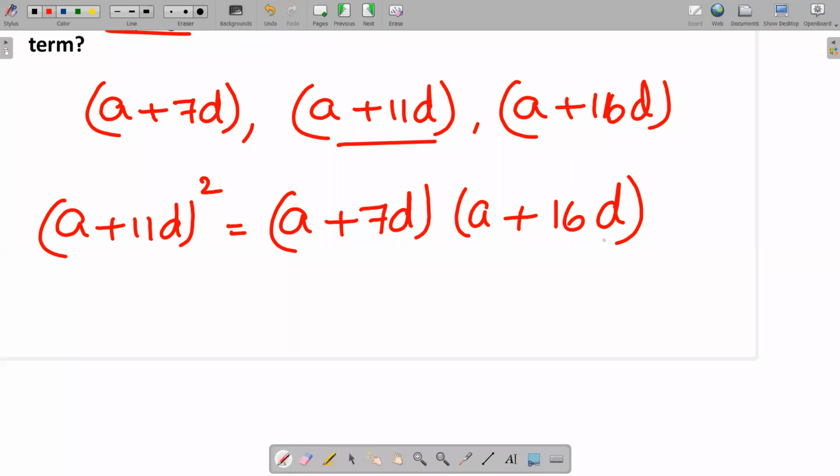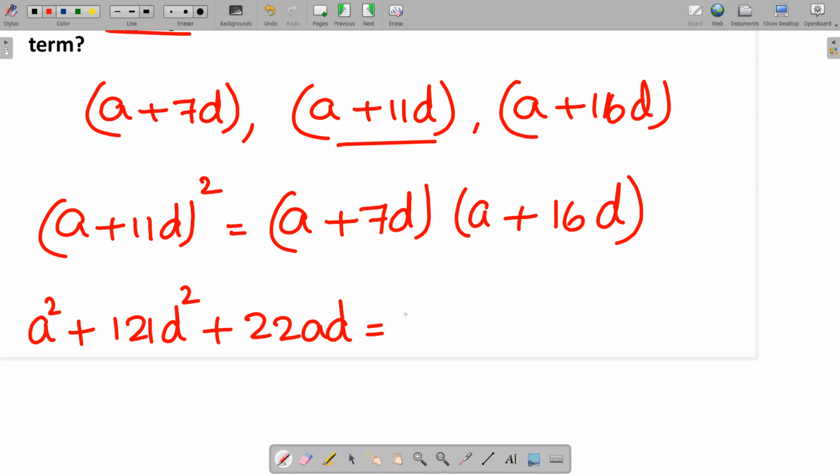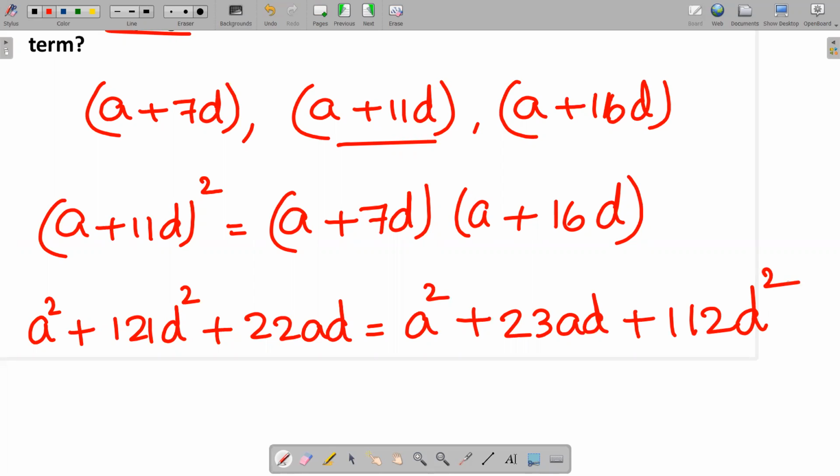Now, let us expand this expression. We have A square plus 121D square plus 22AD on the left. I'm just expanding this. That is equal to A square plus 16AD plus 7AD, that is 23AD, plus 7 into 16 D square. You know what 7 into 16 is? That is equal to 112. So we have 112D square.